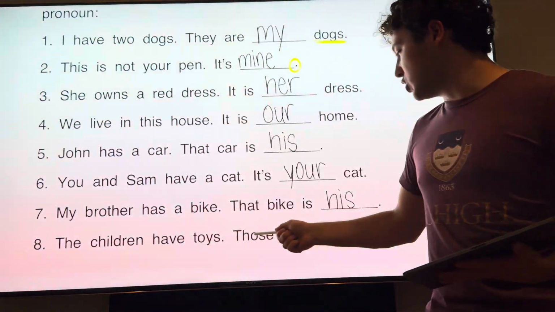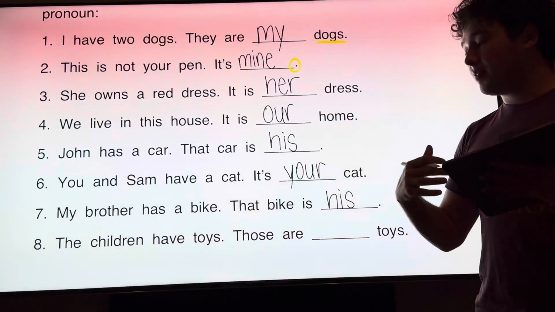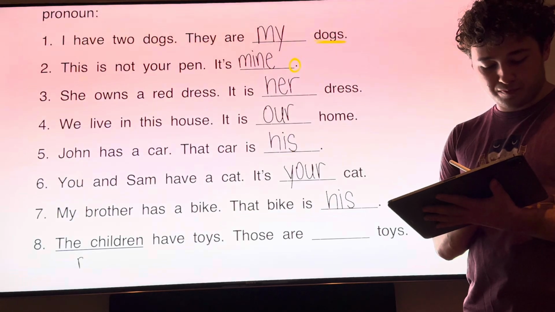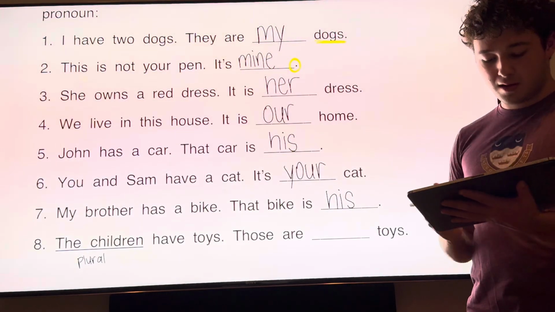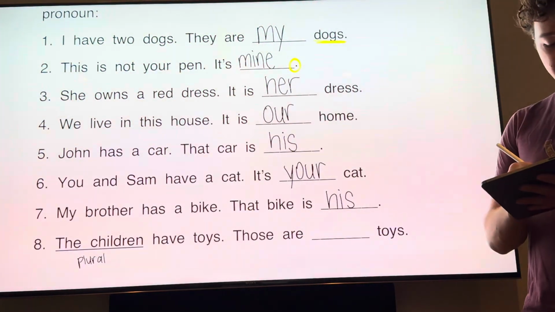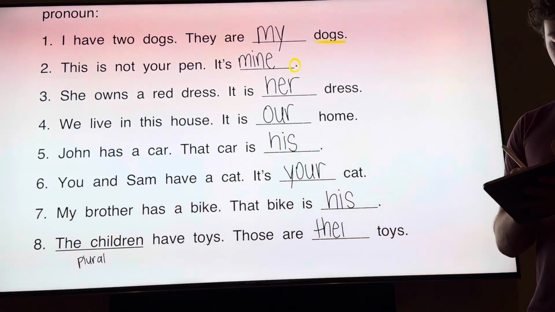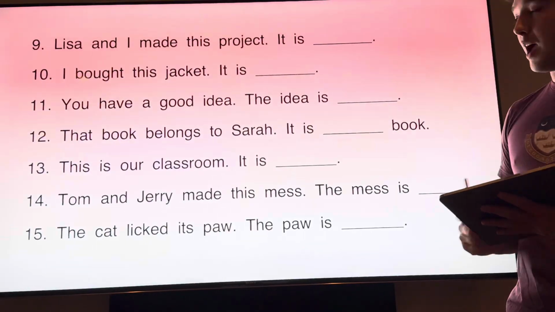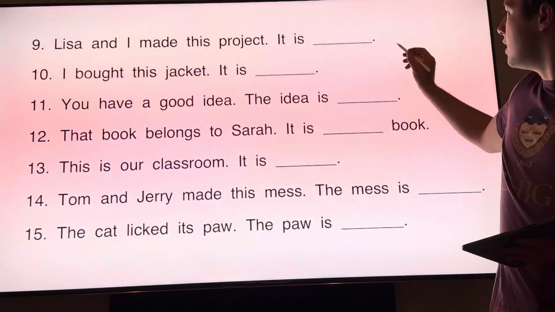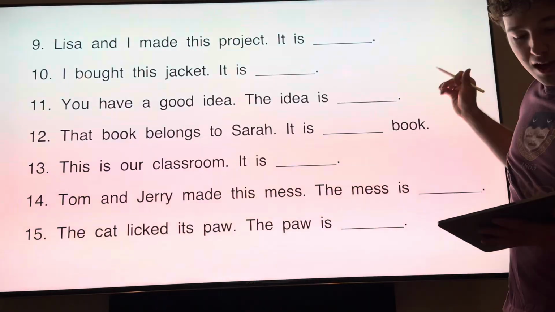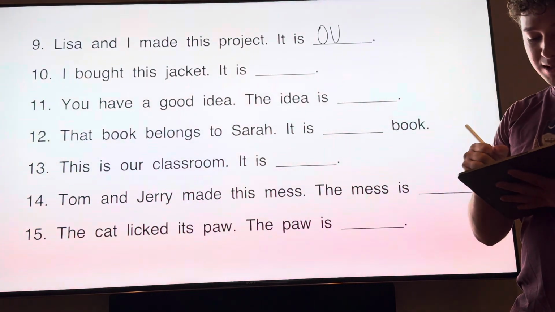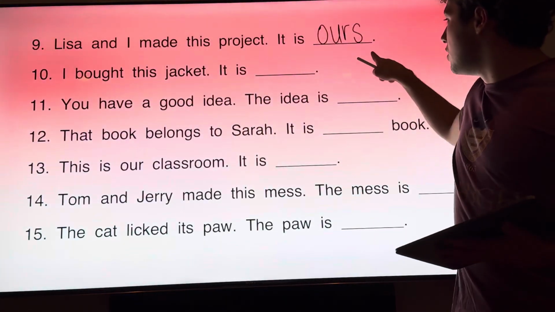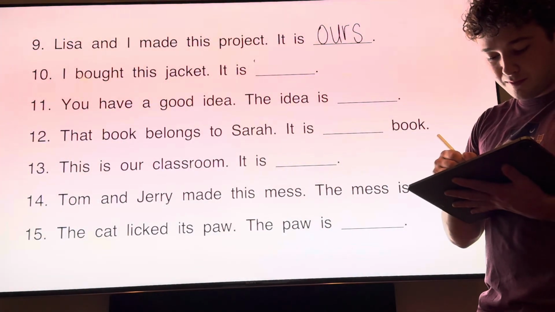The children have toys. Those are, this one is a bit different because the children is plural. So it would be, those are their toys. Continuing on, Lisa and I made this project. It is, so there's no subject here, it's empty. So this would be ours. I bought this jacket. It is, no subject here, mine.